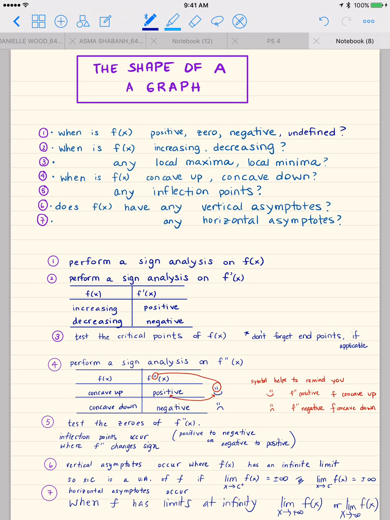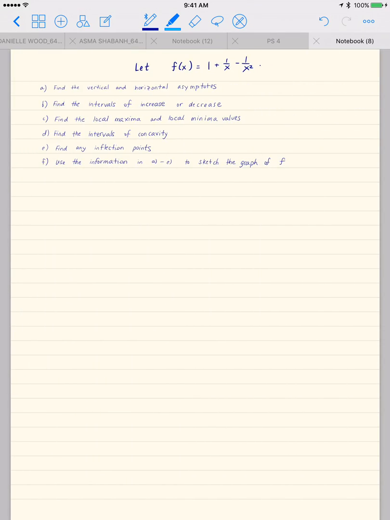Hello. So today we are going to talk about the shape of a graph. What I've got here is I want to do one example. The one example I want to do is this one right here. Let f of x equal 1 plus 1 over x minus 1 over x squared.